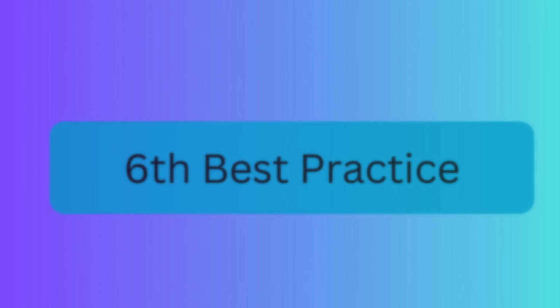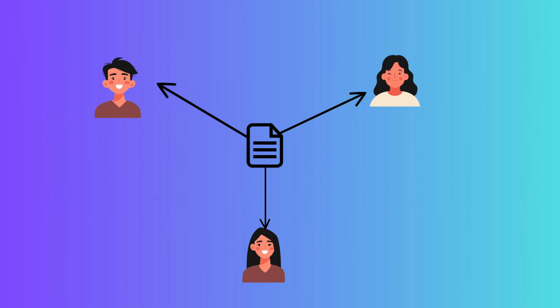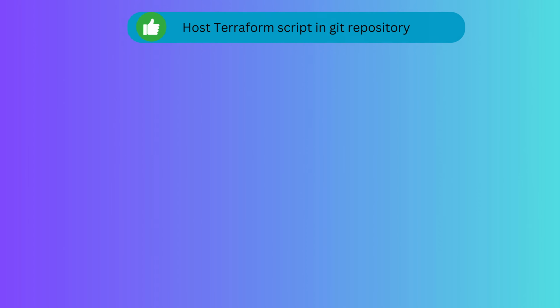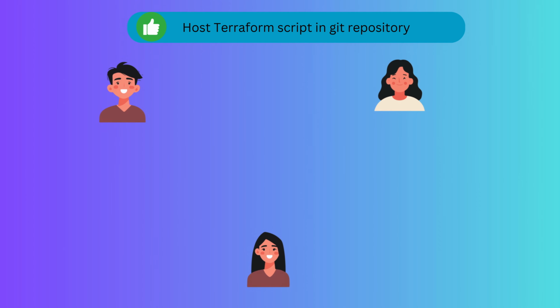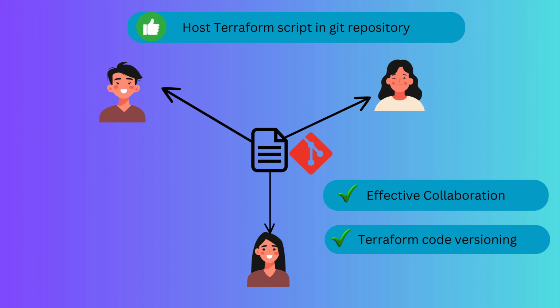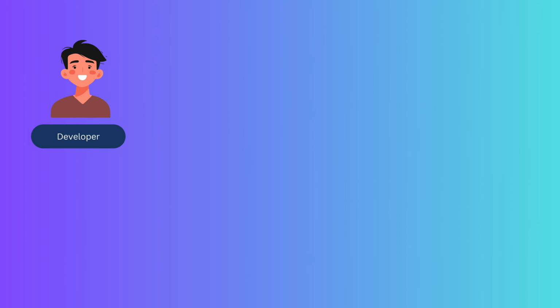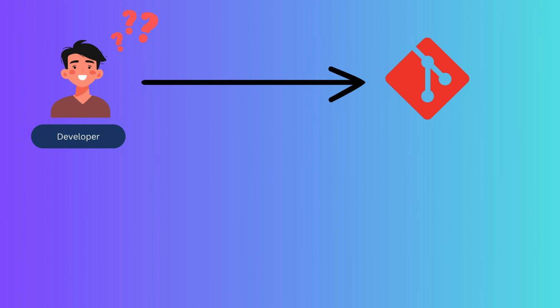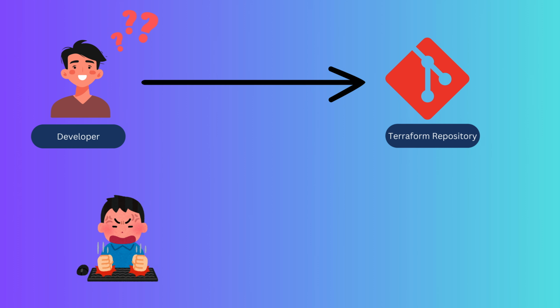Let's see the next best practice. When you are working on a Terraform script in a team, it's important to share code in order to collaborate effectively. So as a best practice, you should host your Terraform script or code in its own Git repository. This is beneficial for effective collaboration in a team, but also gets you versioning for your infrastructure code. Now, who is allowed to make changes to Terraform code? Can anyone just directly commit changes to the Git repository?